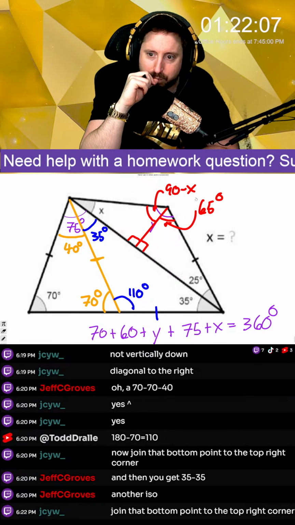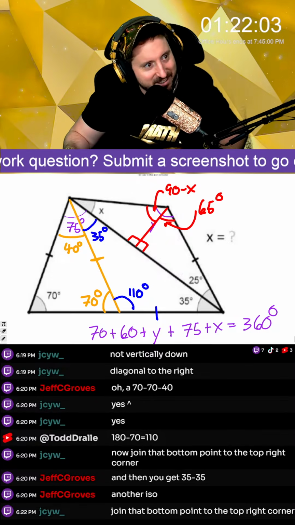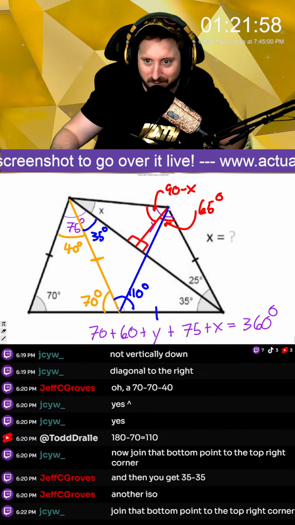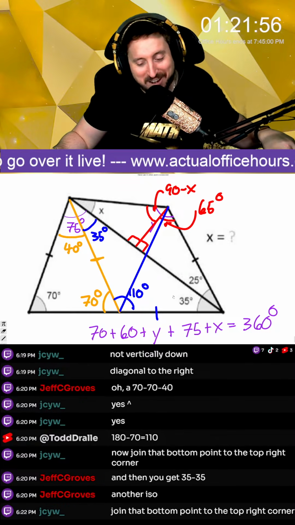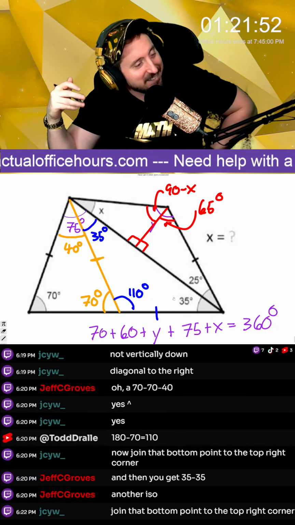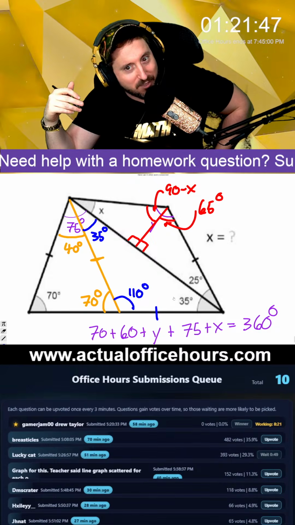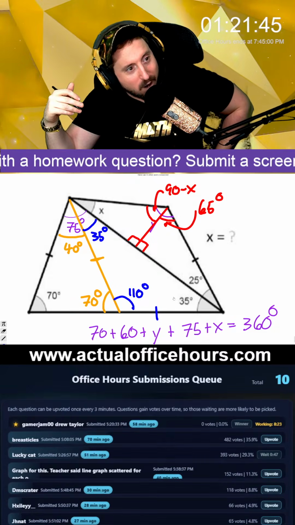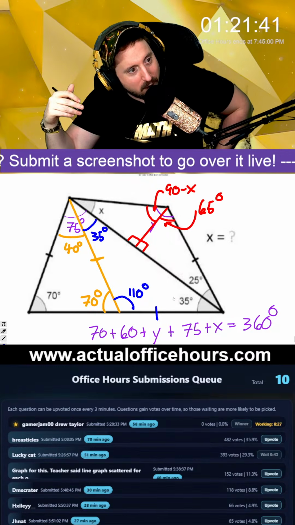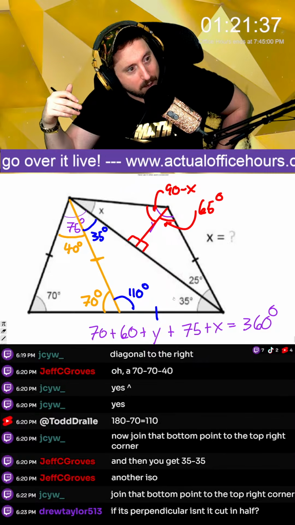Join that bottom point to the top right corner. Wait, JC's saying, well, maybe we should start doing this now. There's way too many lines. I wanted no lines drawn here. Now we've drawn 3. Let's see. JSnat says opposite angle properties is my go-to here. If X is 35, Y is 120, and you have 180. You have a parallelogram with 3 of the known 4 angles. Do you see it?